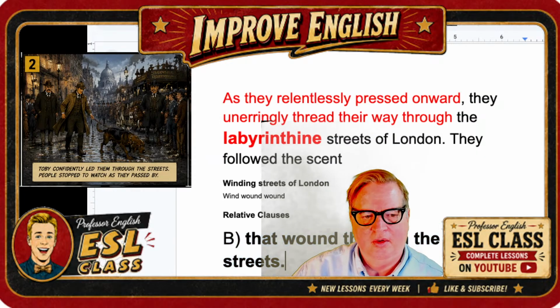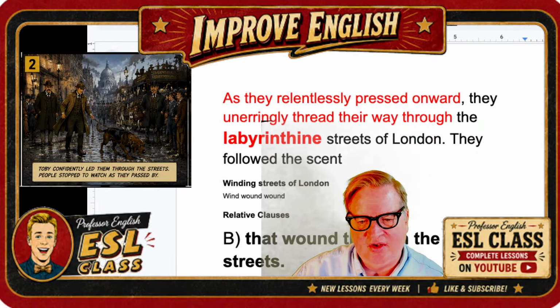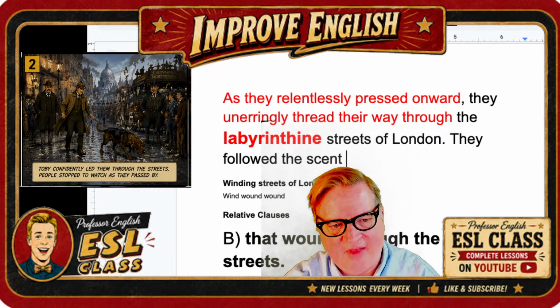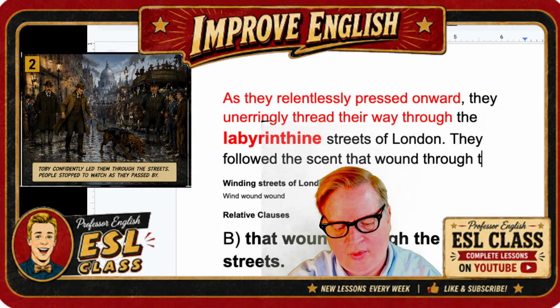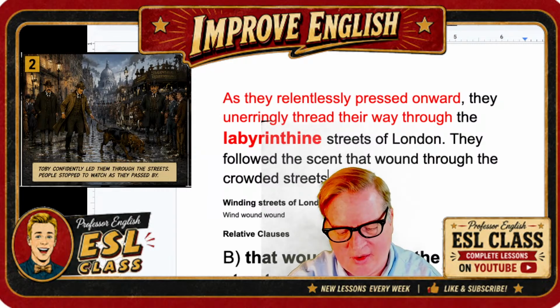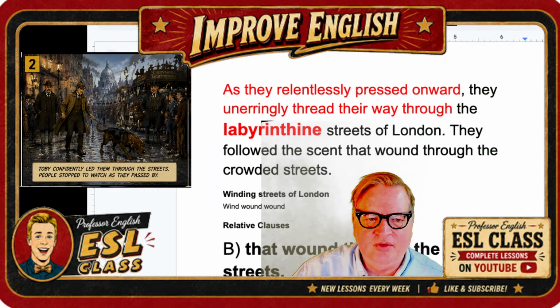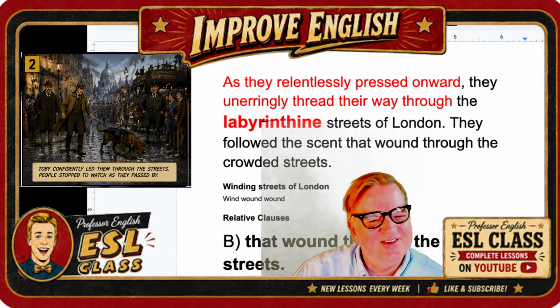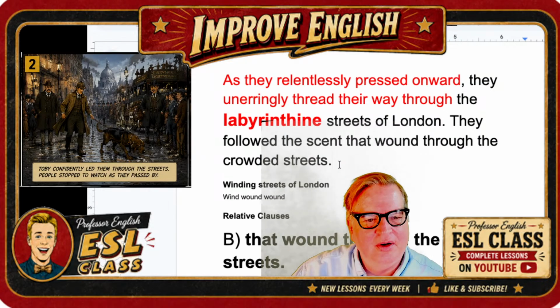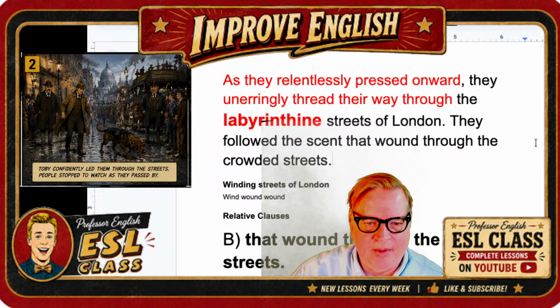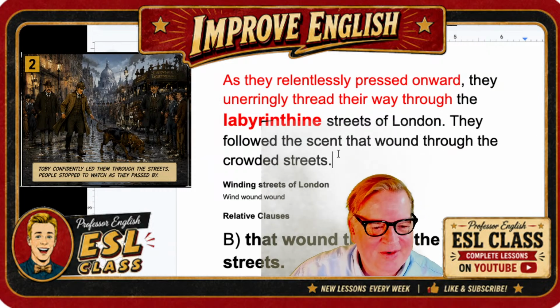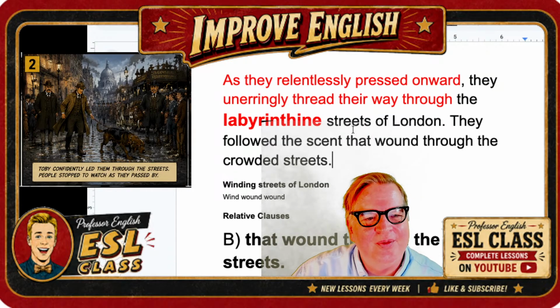Let's see. So how would that sound if you put that at the end of the sentence to give more information? They followed the scent that wound through the crowded streets. Does that sound weird? Let's see. As they relentlessly pressed onward, they unerringly threaded their way through the labyrinthine streets of London. They followed the scent that wound. Yeah, it's kind of repetitive. It sounds a little bit weird. Well, we'll keep it for right now. How could we fix that?